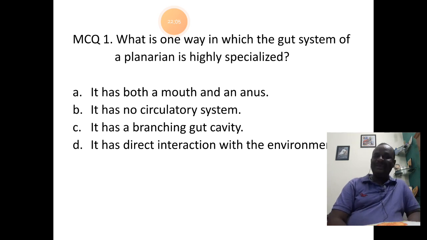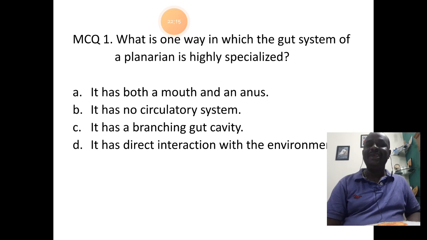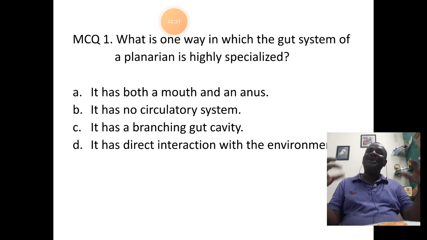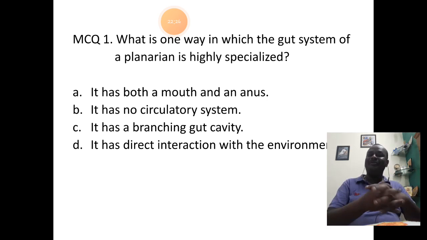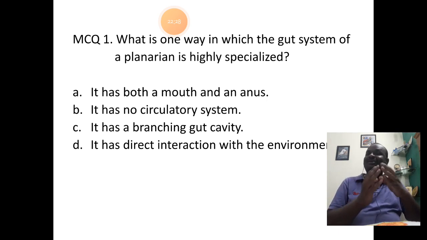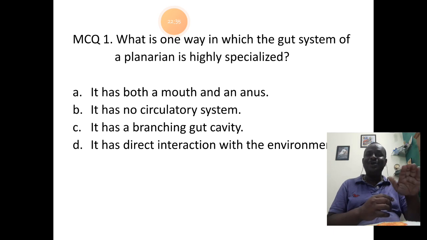Question 1. Shall we start? What is one way in which the gut system of planaria is highly specialized? Gut refers to the digestive system here, especially the intestine. So how special is the intestine in the digestive system of planaria? A, it has both a mouth and an anus. So the answer is wrong, because planaria doesn't have an anus.